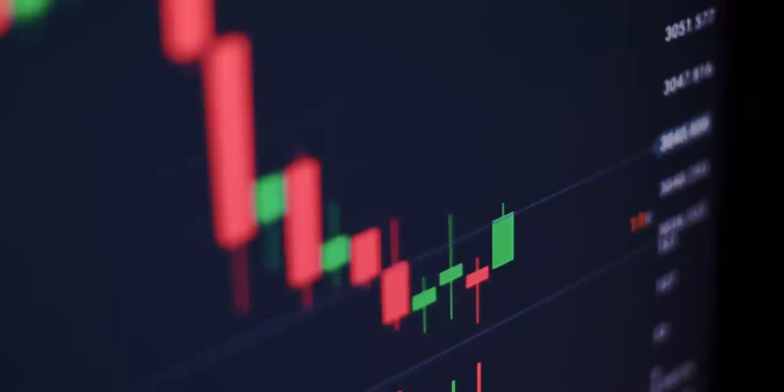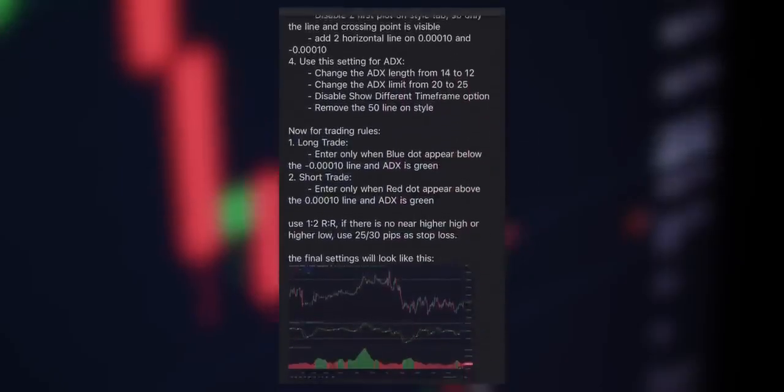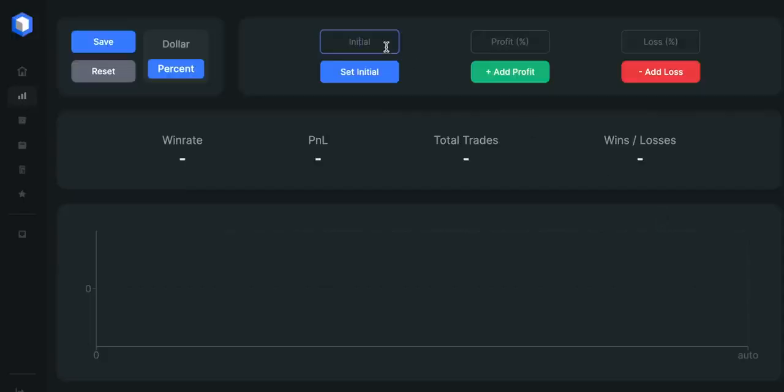In today's video, I will test a 1-minute scalping strategy sent by one of you guys with the goal to find out if it makes money. I will backtest it 100 times with an initial account size set at $1,000 with 1 to 2 risk reward ratio. I will also try to improve this strategy in the second part of this video, so stay tuned for that.